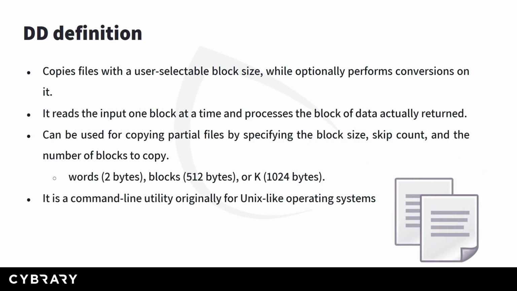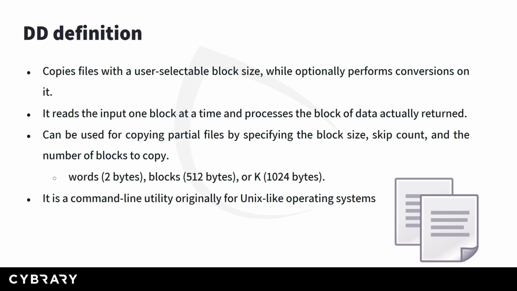DD is a utility that copies files from the standard input to the standard output by default, with a user-selectable block size, while optionally performing conversions on it. It reads the input one block at a time, using the specified input block size. It then processes the block of data actually returned, which could be smaller than the requested block size. It shall apply any conversions that have been specified and write the resulting data to the output in blocks of the specified output block size.